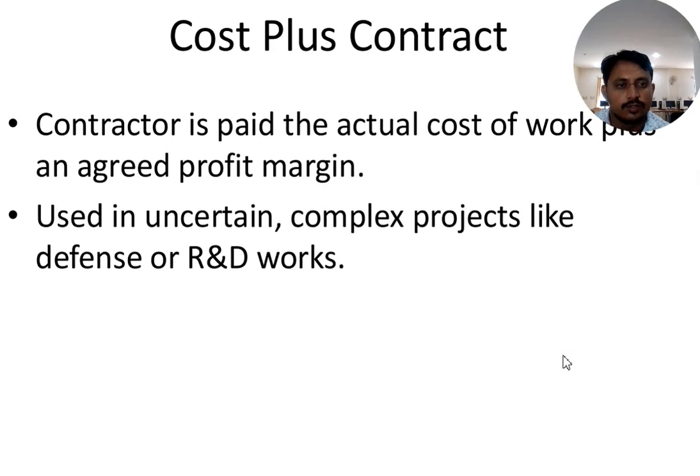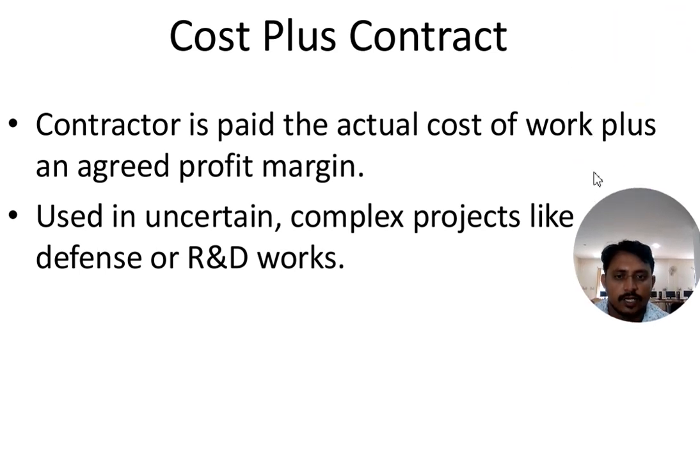Moving on to the next type of contract, the cost plus contract. The contractor is paid the actual cost of work plus an agreed profit margin.